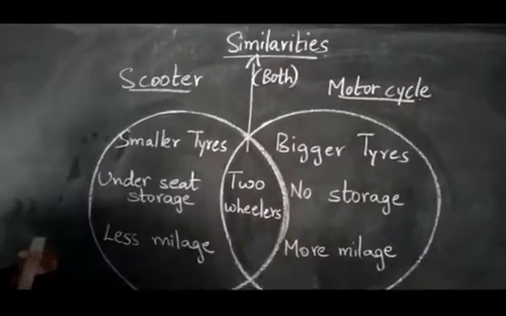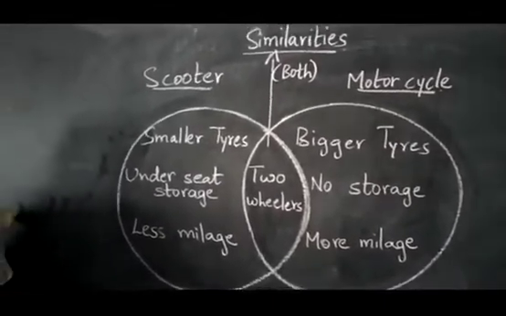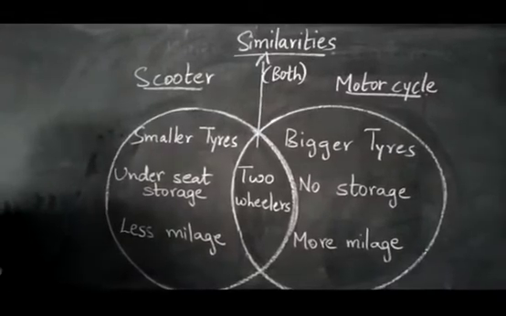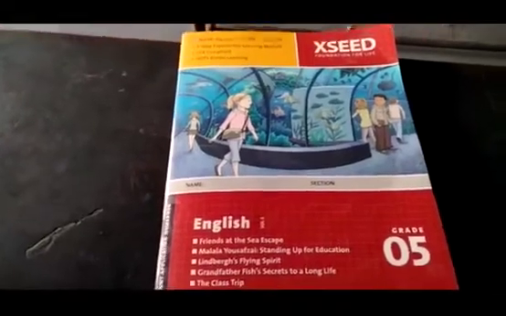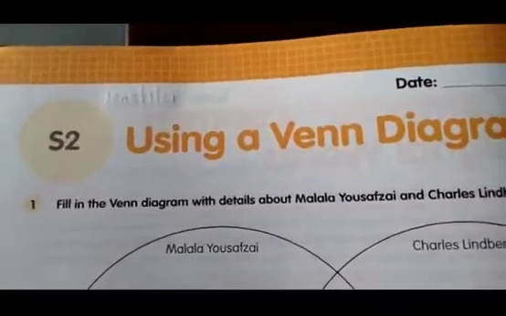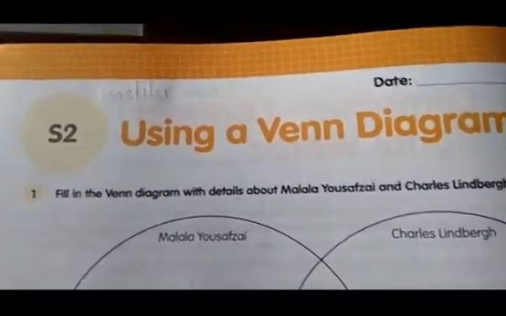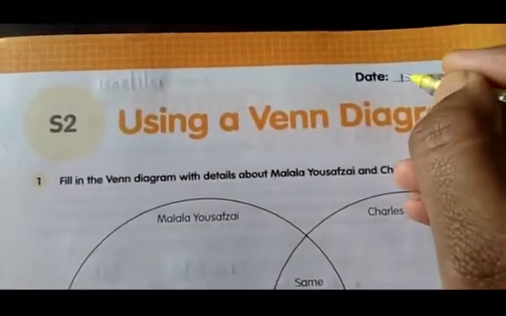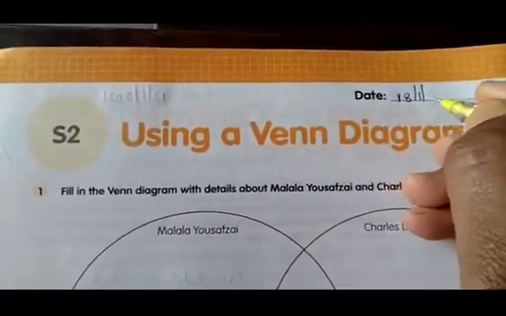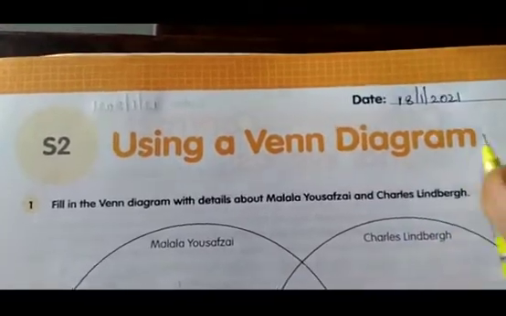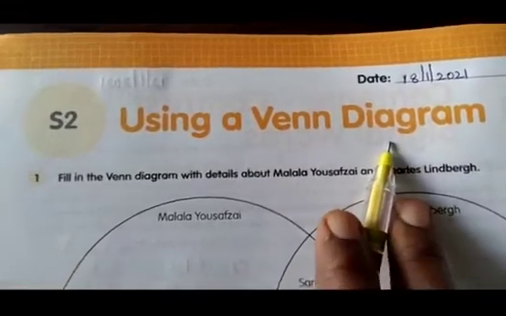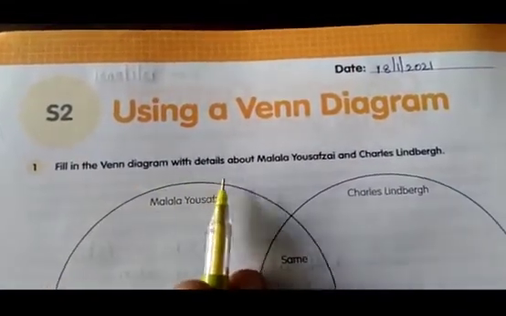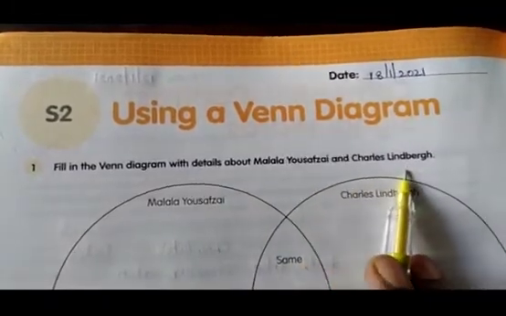Now we are going to write the similarities and differences of the two biographies of Malala Yousafzai and Charles Lindbergh. Open your workbook children, block number 21, S2. Write the date as 18/1/2021. S2 using a Venn diagram. Fill in the Venn diagram with details about Malala Yousafzai and Charles Lindbergh.